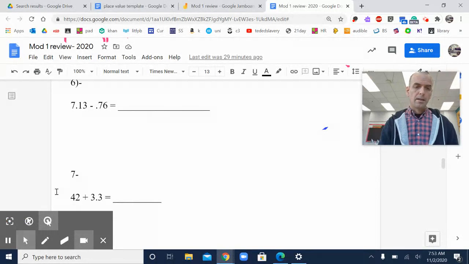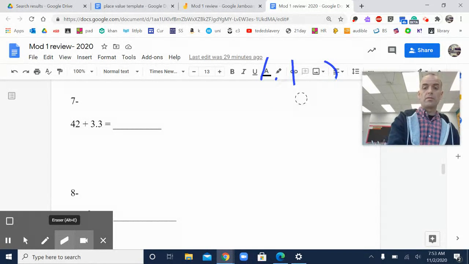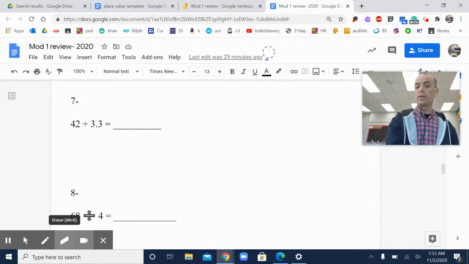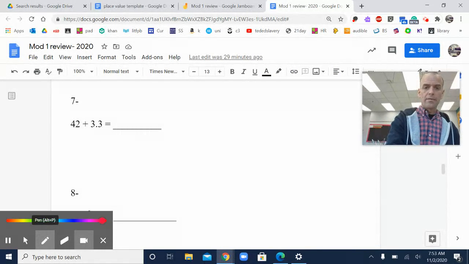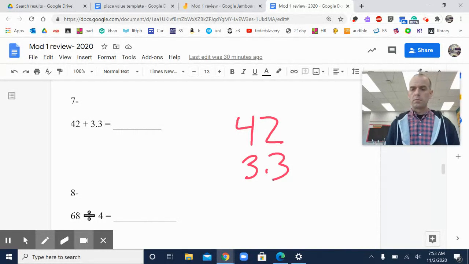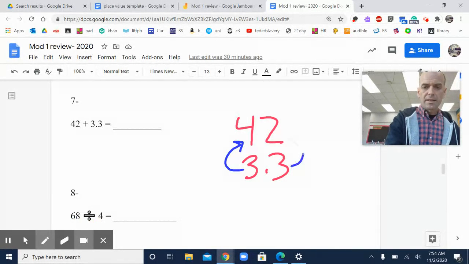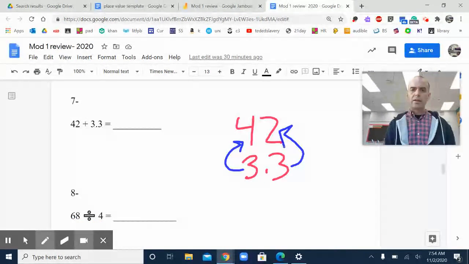All right, number 7, 42 plus 3.3. Whoa, this one's really important to do on your place value chart. And I'm not going to do it for you, but I am going to show you this. If you do this, this is wrong. Why? Because you have the ones in the tens place, and you have the tenths in the ones place. You have to line it up correctly.